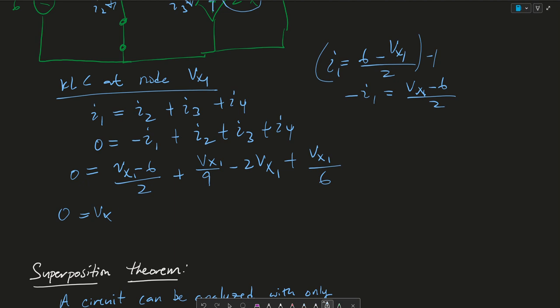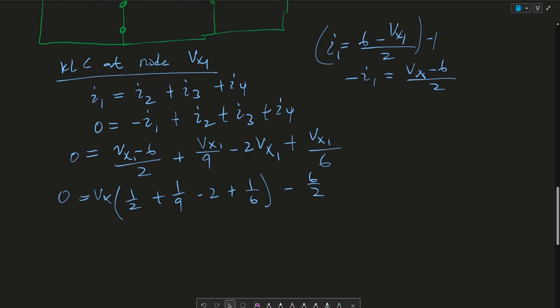So this is equal to 0. And we're left with 1/2 plus 1 over 9 minus 2 plus 1 over 6. And then we're left with minus 6 over 2. Again, let me create some room. So created some room there.